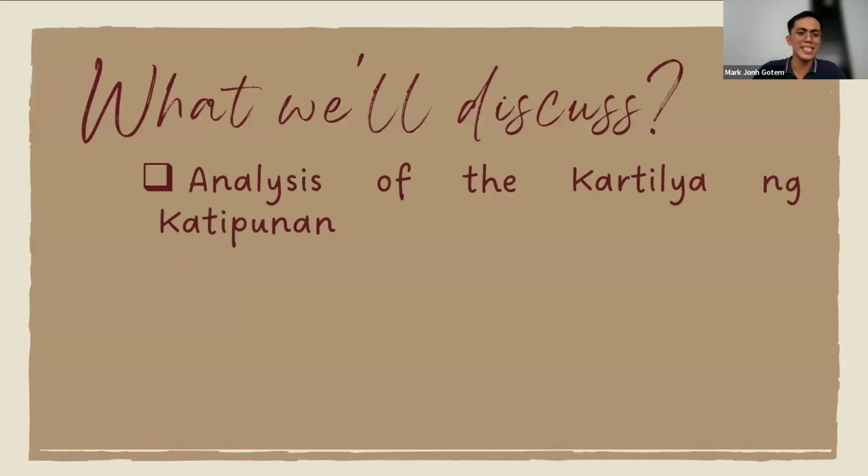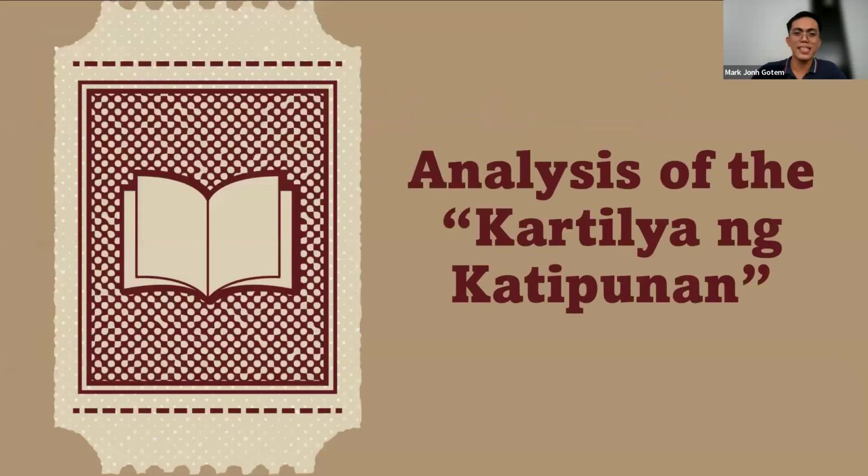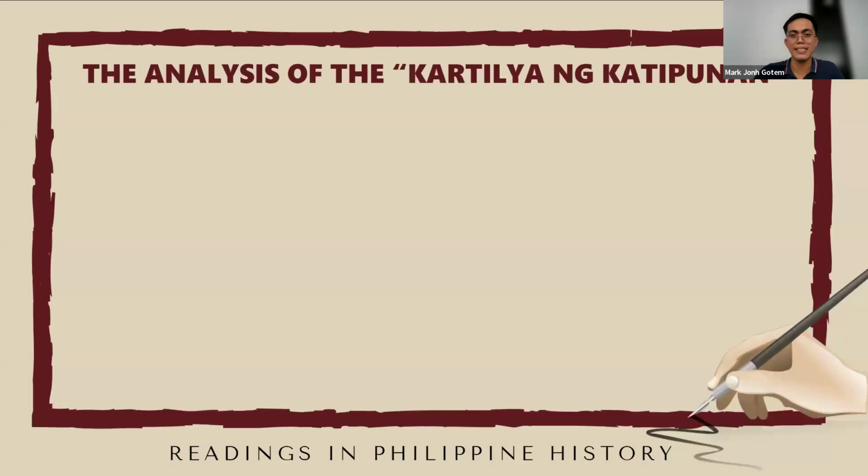Let's try to analyze the Kartilya ng Katipunan. So similar to what we have done to the accounts of Pigafetta, we all know naman that this Kartilya ng Katipunan or KKK is the primary source. And we need to analyze it in terms of its content and its context.